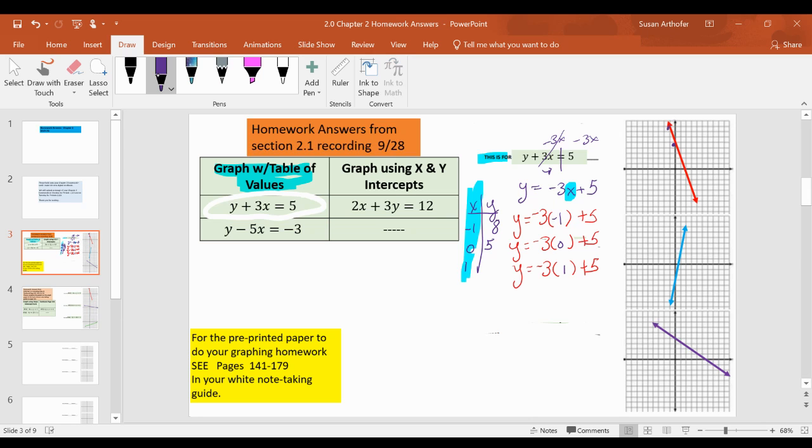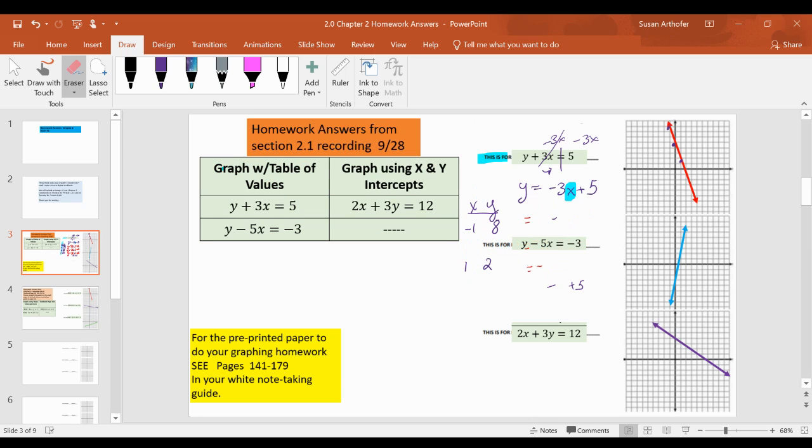And the last one, -3 times 1 is -3, plus 5 would be a positive 2. So over 1 up 2, and you get that dot there. Okay? So that's how you should have done the work. I expect to see that for the first 2 problems. You can hit pause if you want to look at this for a minute.